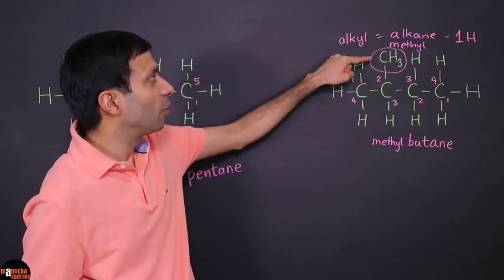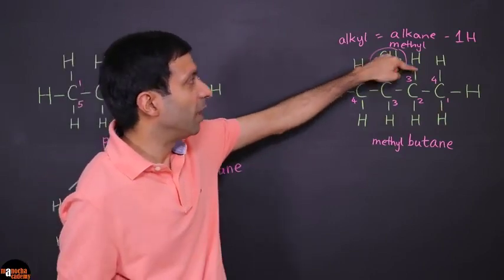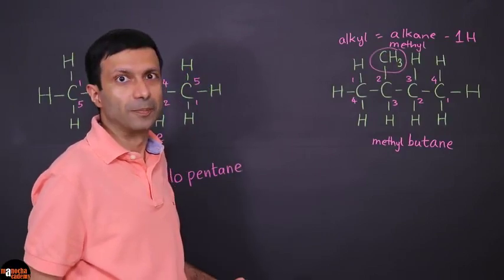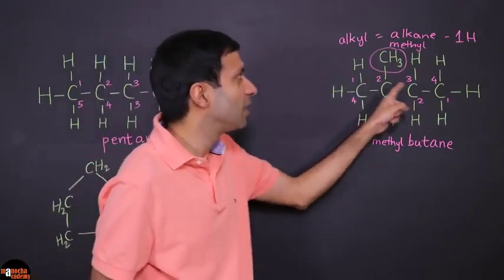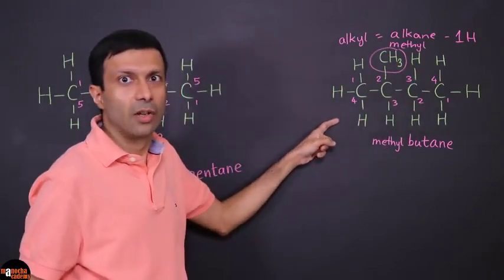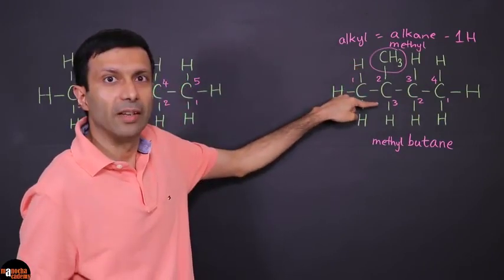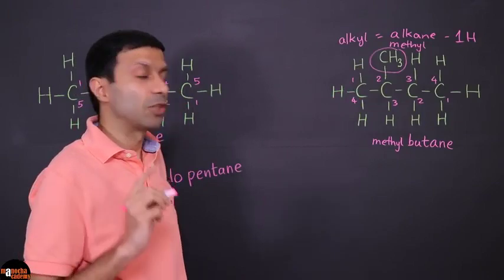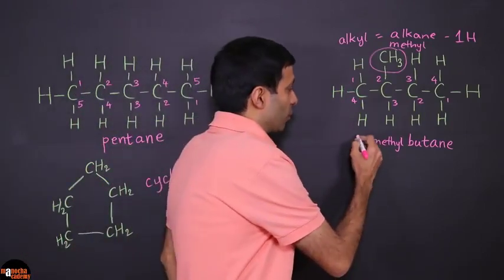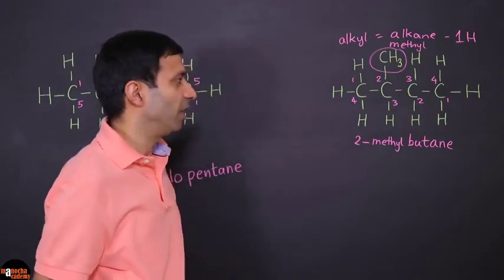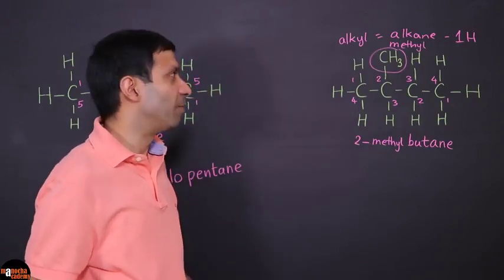But now this methyl could have been here, or here, or here. So we also need to give its position. And the position is based on this numbering that we have done. So what number should we give it? It's on number 2 or 3. But you need to choose the smallest number. So it's going to be 2-methyl butane. Okay, so that's the name of this compound.